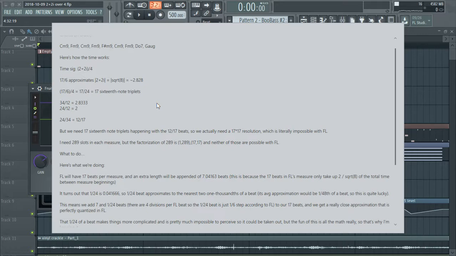And that's why I said in the video that the difference between the approximation I'm making and the actual numbers is imperceptible, because 1/100th of a beat, nobody can feel that. So anyway, 17 over 6 is a fantastic approximation for it, and it's actually surprisingly low. So you get 17 16th note triplets because it's 17 over 6 over 4.